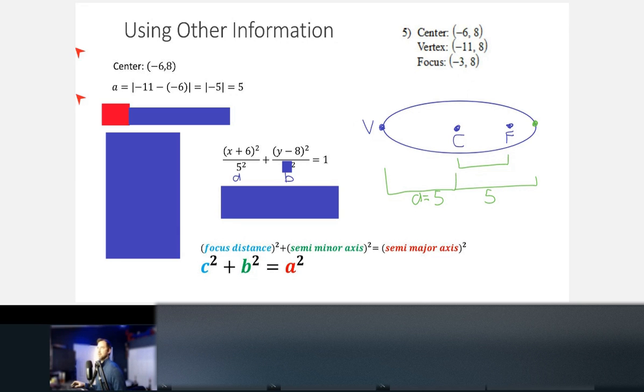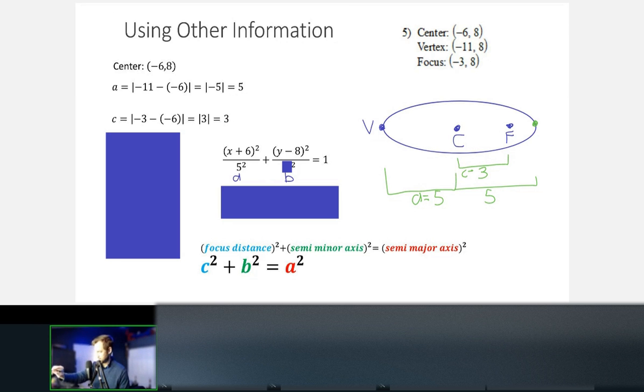So I do agree. It is 3, and the absolute value of -3 minus -6 is +3, and the absolute value of +3 is just 3. So yeah, distance is 3. So that is your C value. So C equals 3. All right, now what we've got to do is plug in A and plug in C into our formula, and then we can solve for the B value, because we need to know what B is.